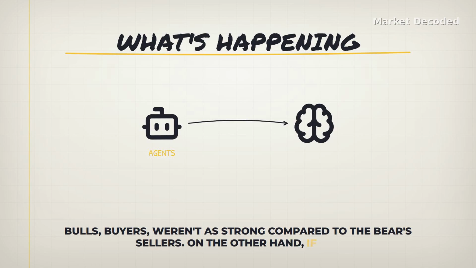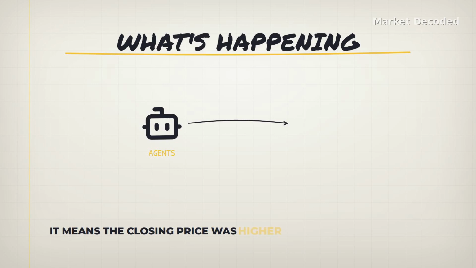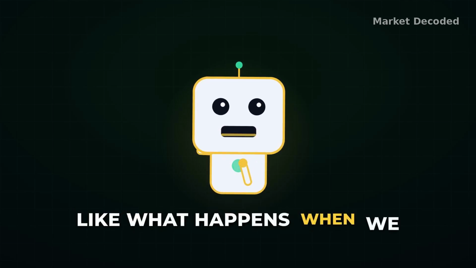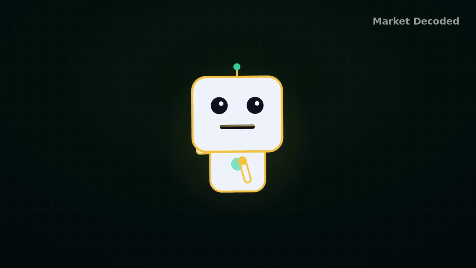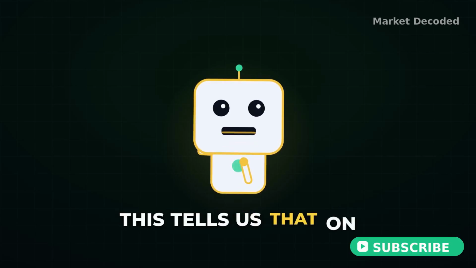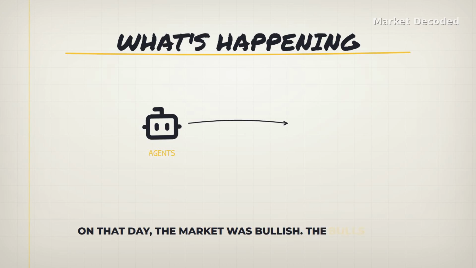On the other hand, if the body of the candle is hollow or filled with white or light shading, it means the closing price was higher than the opening price. Let's use a simple analogy here. Imagine you have a piece of clay and each day you're adding more to make it bigger. That's like what happens when we see a filled-in or black-capped candle. Each day is just a little bit taller because the closing price went up. This tells us that on that day, the market was bullish. The bulls were stronger than the bears.